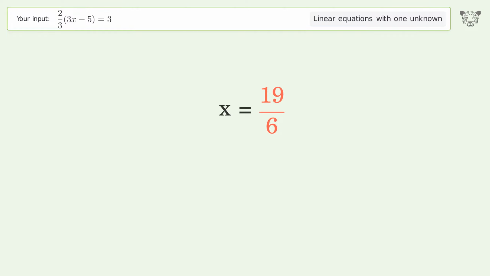And so the final result is x equals 19/6.